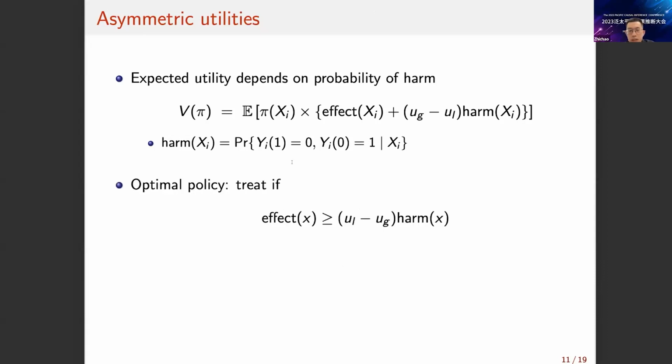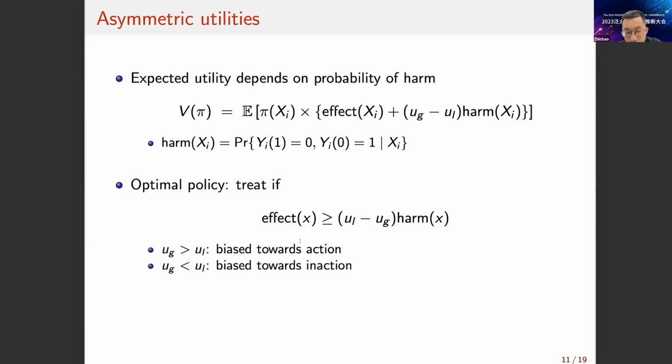Similar to the symmetric case, the optimal policy will assign the treatment condition if the term within these brackets is non-negative. So if UG is larger than UL, which means that being useful is more important than avoiding harm, then this right-hand side is negative, and the optimal policy will assign the treatment decision more often than in the symmetric case. And if UG is smaller than UL, which means that being useful is not as important as avoiding harm, the right-hand side becomes positive, and the optimal policy will assign the control condition more often.